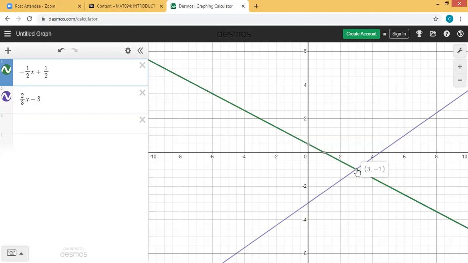So that's a little bit of Desmos, and that's how you're going to solve systems of linear equations. So I hope this made sense. And if you have any questions, just let me know. And I hope you all have a wonderful day.